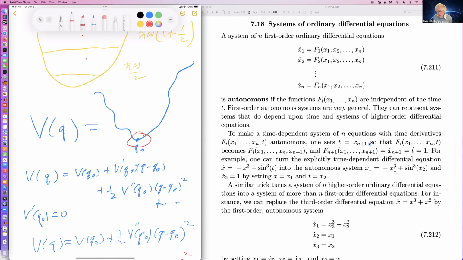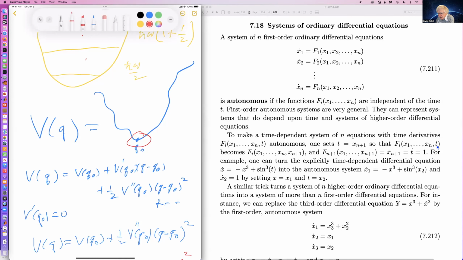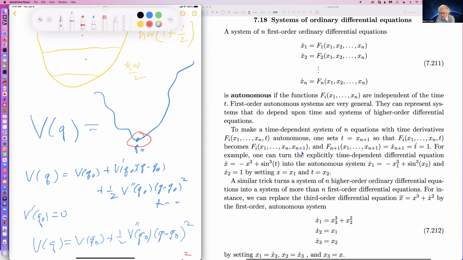What we do is we set t equal to x_{n+1}, and instead of having these, what we have is f_i of x_1 up to x_n, and then x_{n+1} is just t. So we just write it this way. So it's just a higher order system. It's a system of n plus 1 equations.